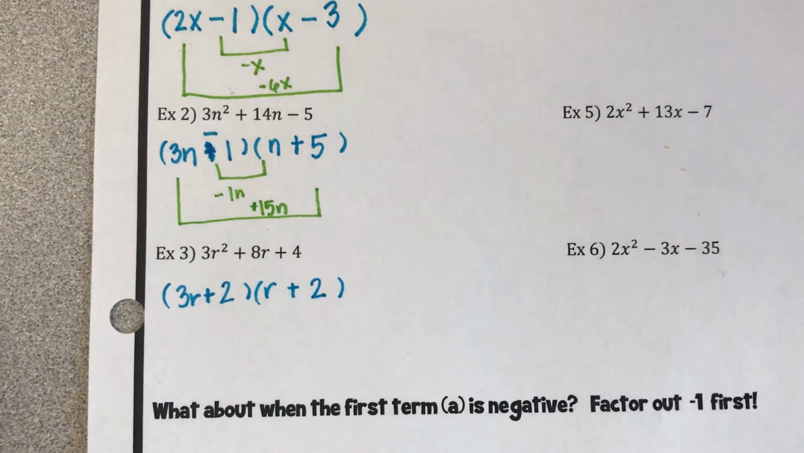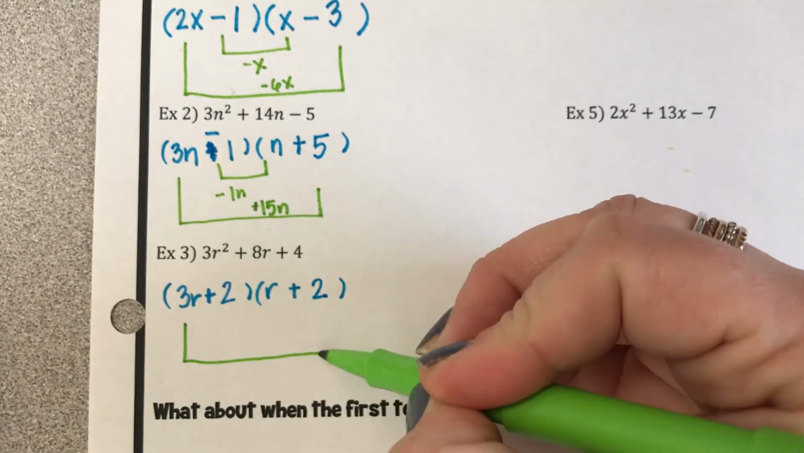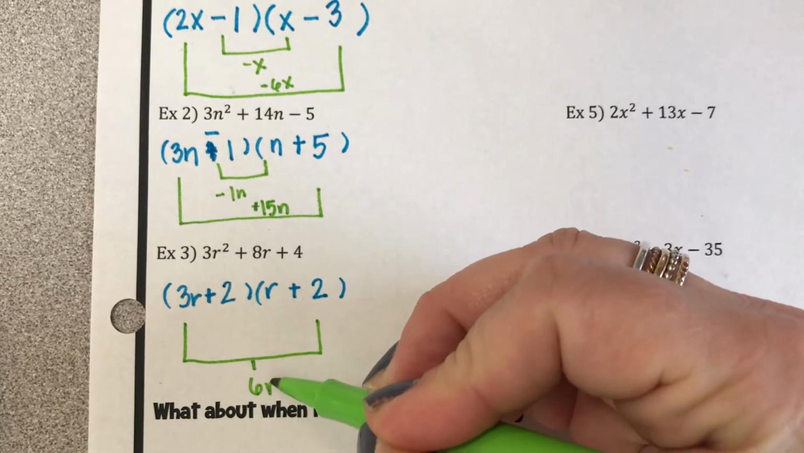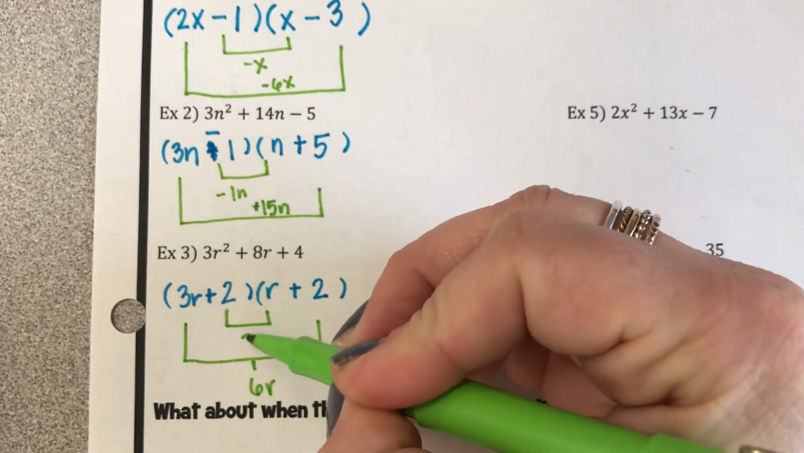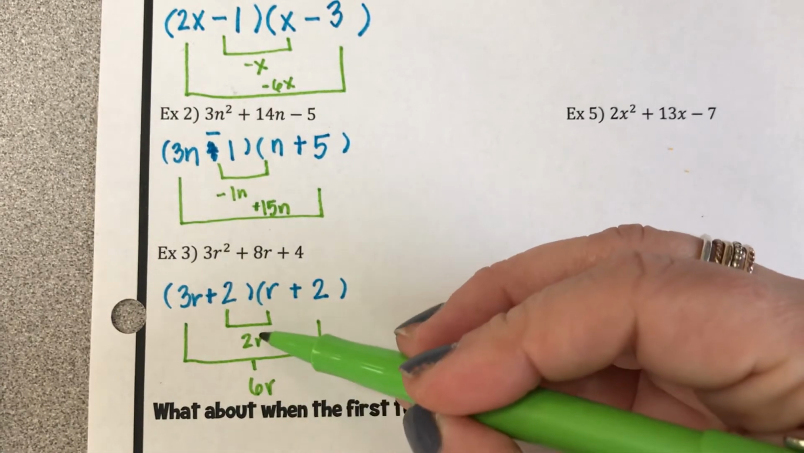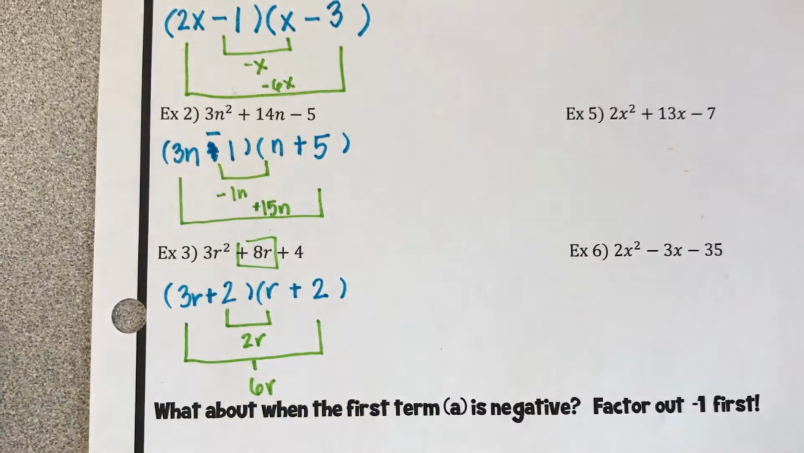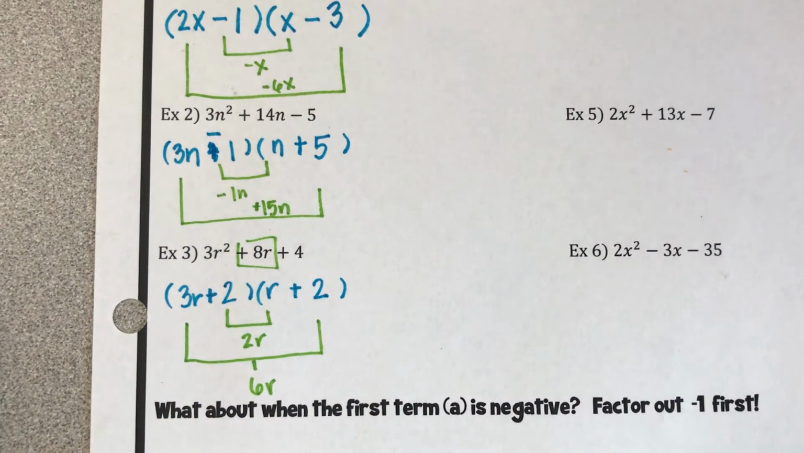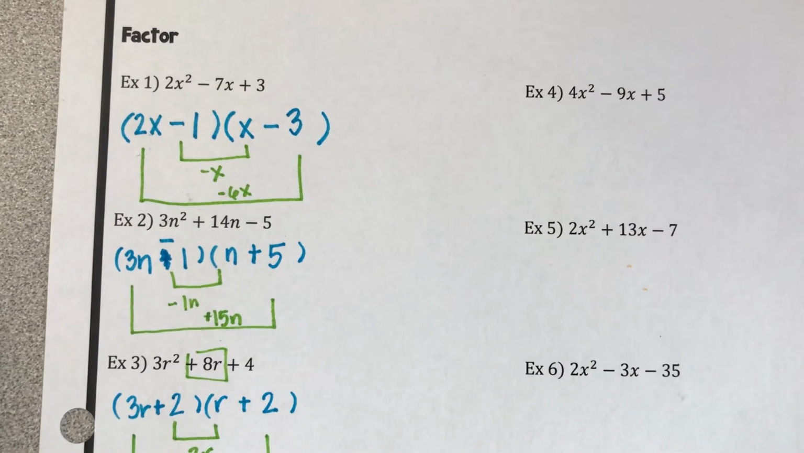So I'm going to go ahead and fill in what we said earlier, the 2 and the 2. And I'm going to check outside products, 6r, inside products, 2r. 6r and 2r gave me 8r. So that's the correct factorization. Number 4.